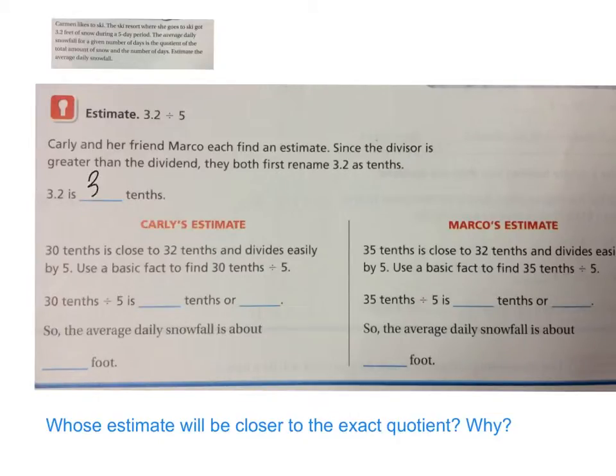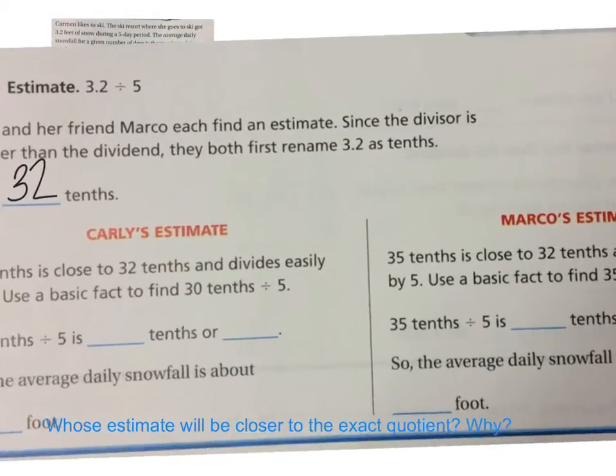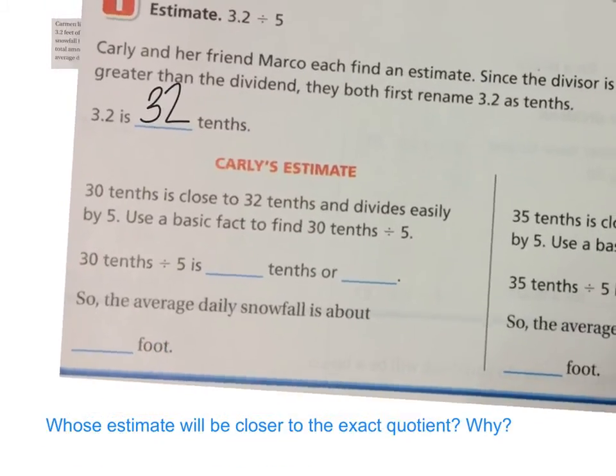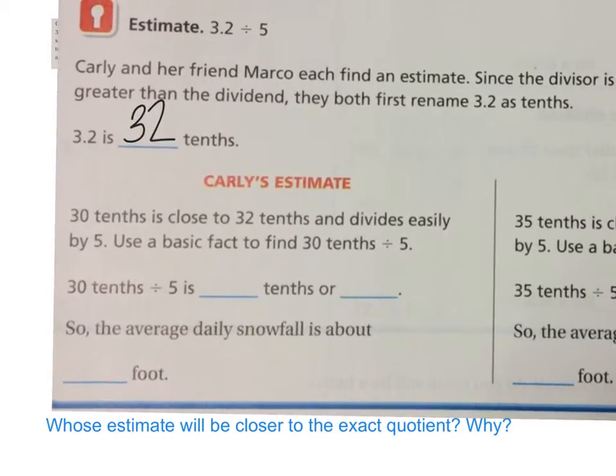Yes, 32 tenths. Now, Carly says, well, I know that 30 tenths is close to 32 tenths, and it divides easily by 5. Right? So I know that 30 tenths is pretty close to 32 tenths. Would you agree? And 30 divides evenly by 5, right? We know that from our math facts. It's a compatible number. So she knows that 30 tenths divided by 5 is how many tenths? 6 tenths. Or what's another way to write 6 tenths?